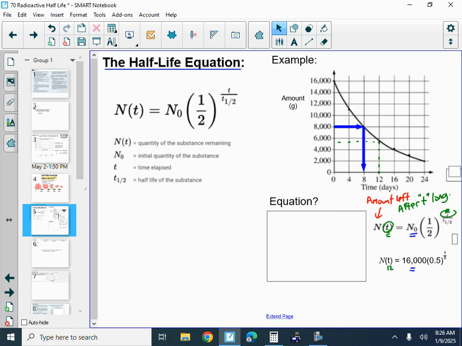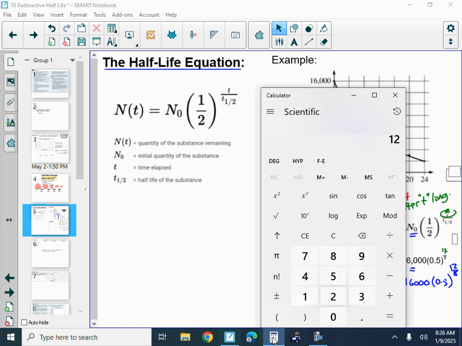Okay. So at that point, we could plug in any number we want and get the value that would be left over. So if we put in that 12, our calculation would be the 16,000 times the 0.5 to the power of 12/8. Okay, so I'll write that again so you can see it. 12/8. So you just run the numbers, right? So 12 divided by 8 is 1.5.